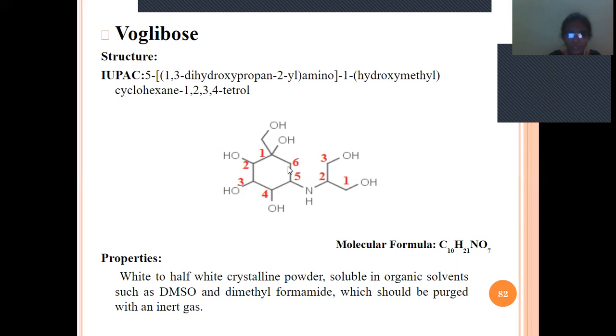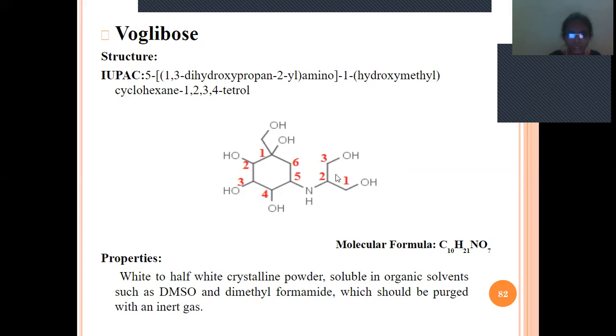See here the structure. This is the six-membered ring, and here in the first position one hydroxyl group is there, and here a hydroxymethyl group, and in the second, third and fourth positions hydroxyl groups, 1, 2, 3, 4. In four positions hydroxyl groups are there, and here amino. Three carbon atoms means propane. In the first and third positions hydroxyl groups are there.